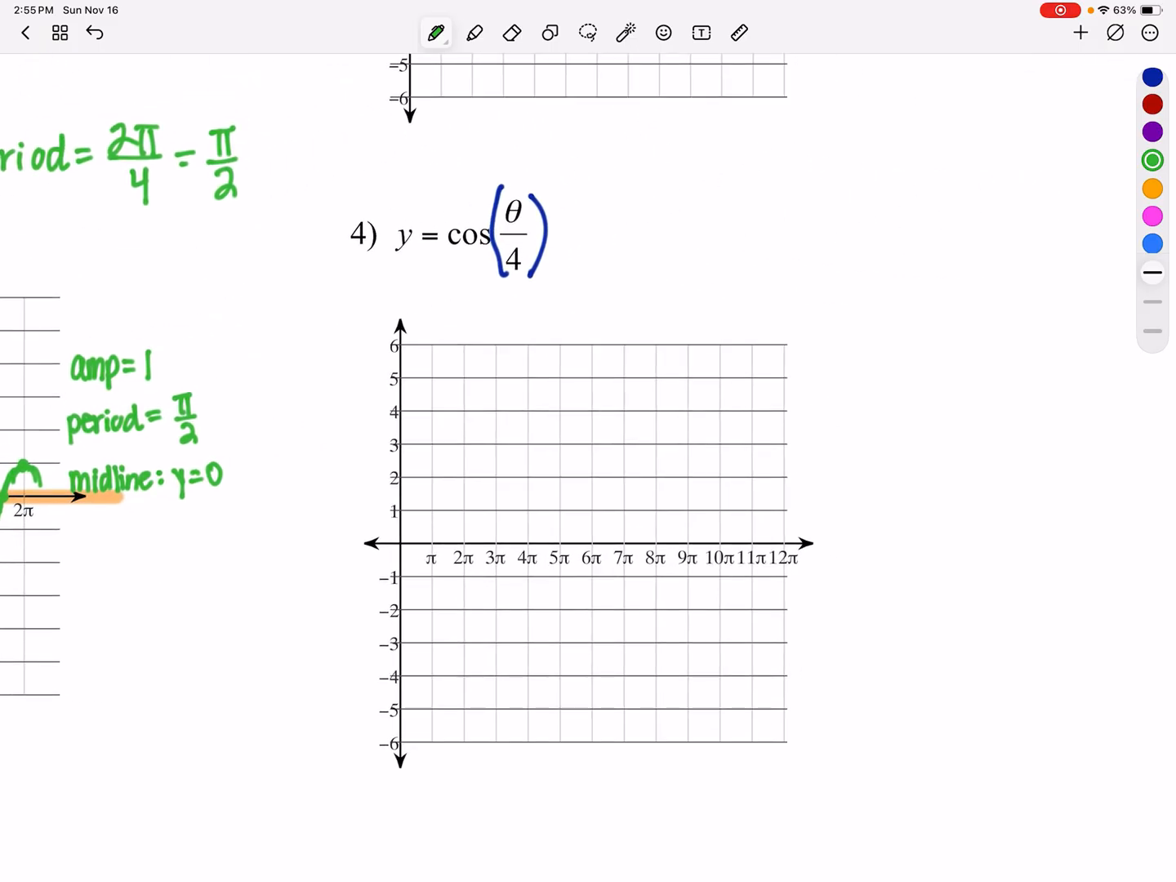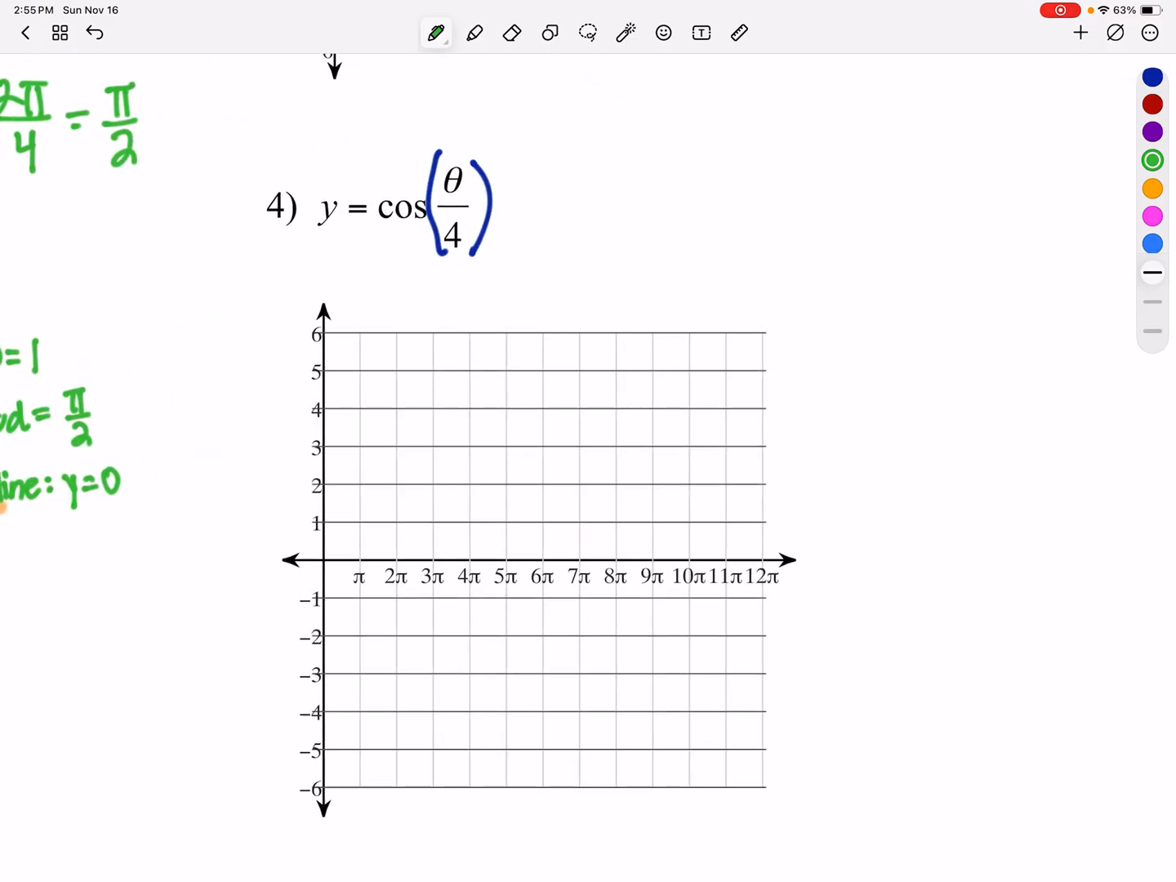Okay, let's try the next one. y equals cosine of theta over 4. Now, at any point where you start feeling like you can get this, feel free to pause the video and check for yourself, and then play the video and see if you're right.